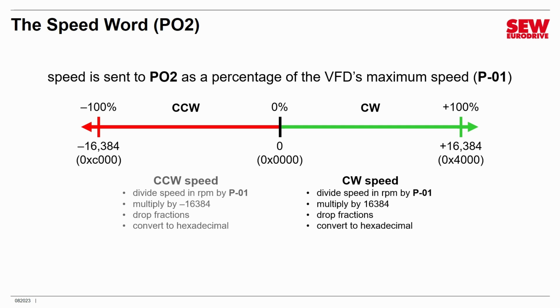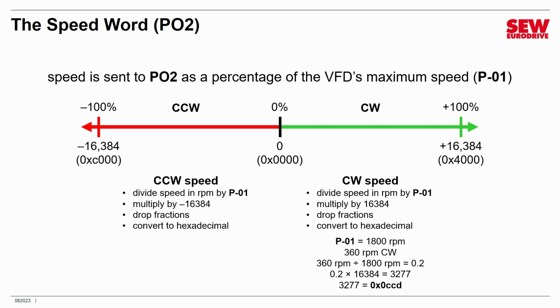To turn counterclockwise, you do almost the same thing. You divide the speed in RPM by the value in P01, multiply by minus 16,384, drop any fractions, and convert to hexadecimal. So let's see an example here.